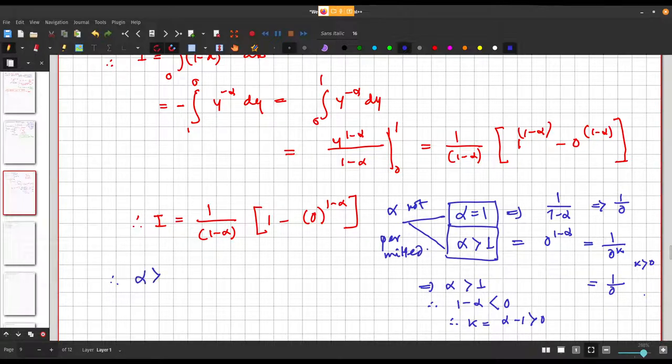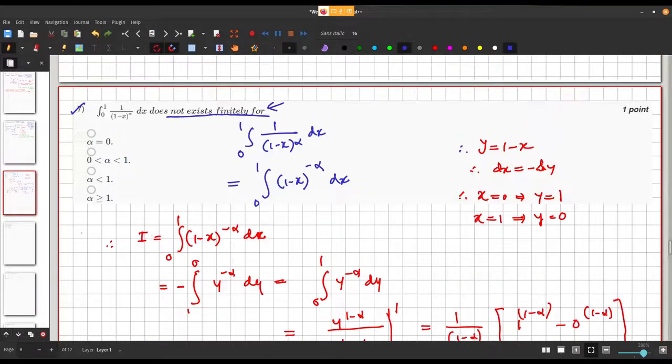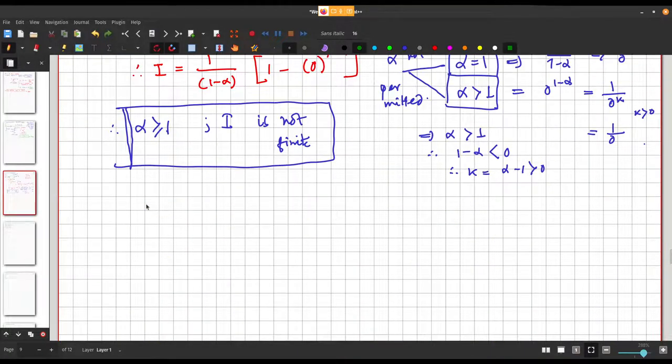So we see that for alpha greater than or equal to 1, if we merge the two conditions, I is not finite, right? So the correct answer will be this one, which is matching with our answer. So this is the correct option. Okay, and this alpha equal to 1 possibility can also be seen from another perspective.